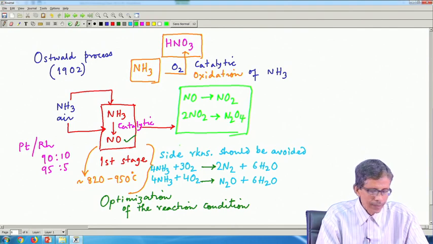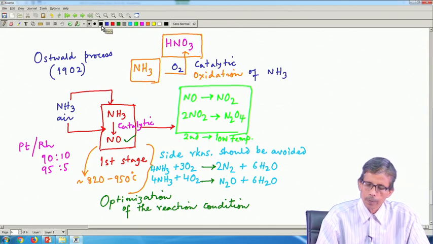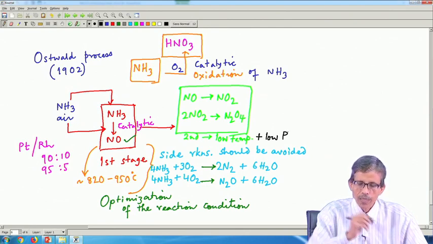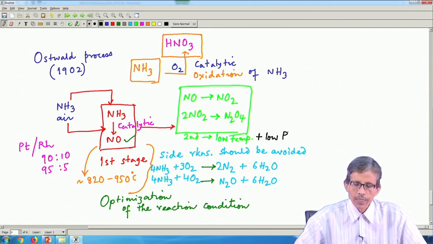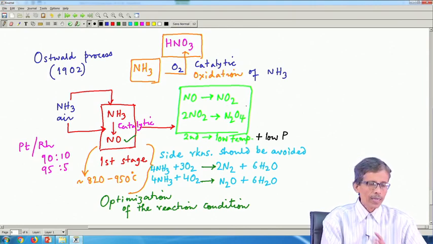This second stage of reaction is favored only at low temperature. That means we should carry out this particular reaction at a low temperature, and not only low temperature but also low pressure, because we should not be bothered about the amount of N2O4 formation. We will be happy with NO2 formation, because NO2 also, by trapping a water molecule, can give you the corresponding nitric acid.